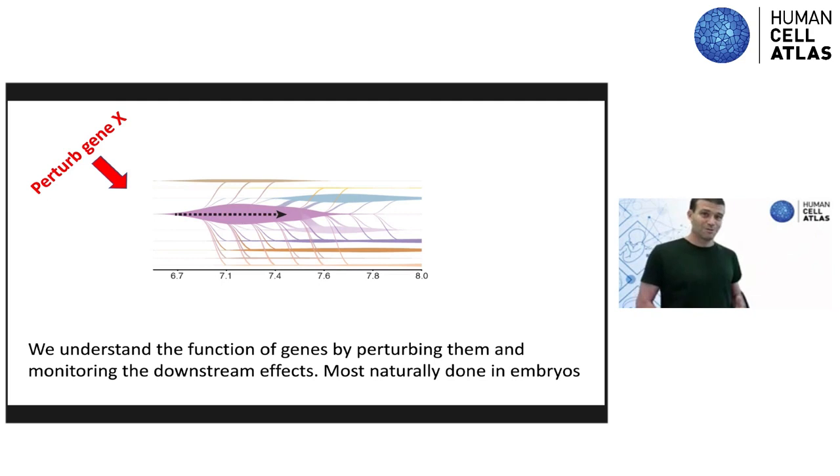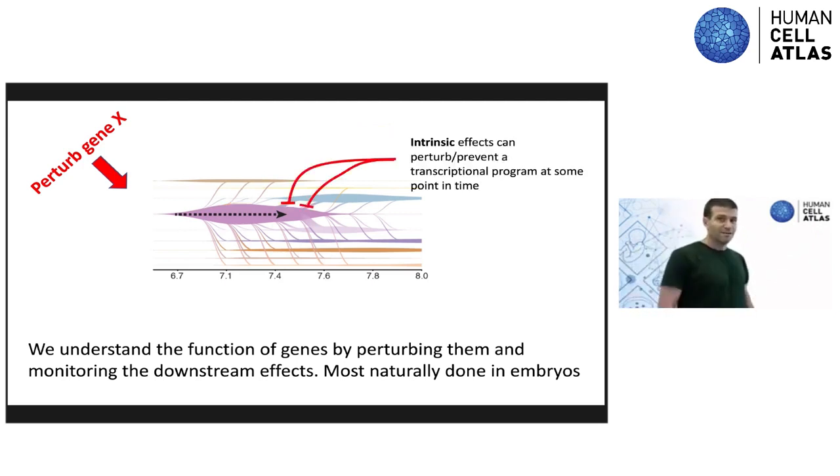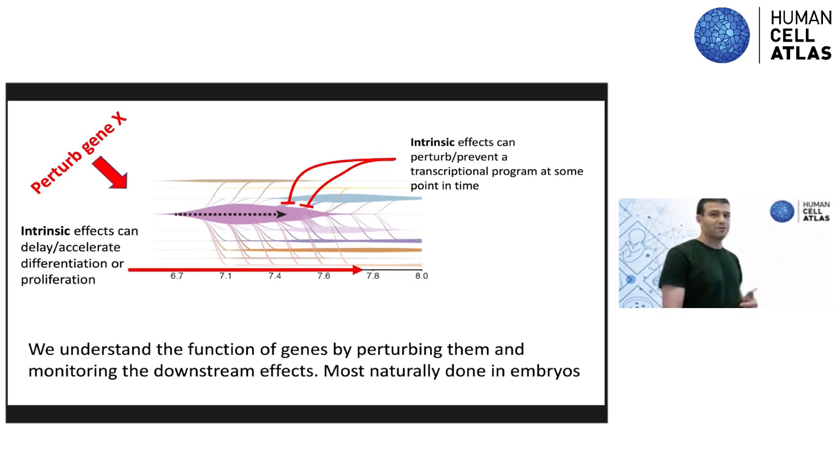We need to do something causal. But when you perturb the gene, maybe something completely new is going to come out, like a state that was never there before. But more likely, there are going to be all kinds of perturbations, like intrinsic effects that can prevent differentiation and prevent the appearance of a cell type altogether. Other types of perturbation can slow down or accelerate the process, which will generate huge changes, or at least huge confounders, if you just compare one system to another.